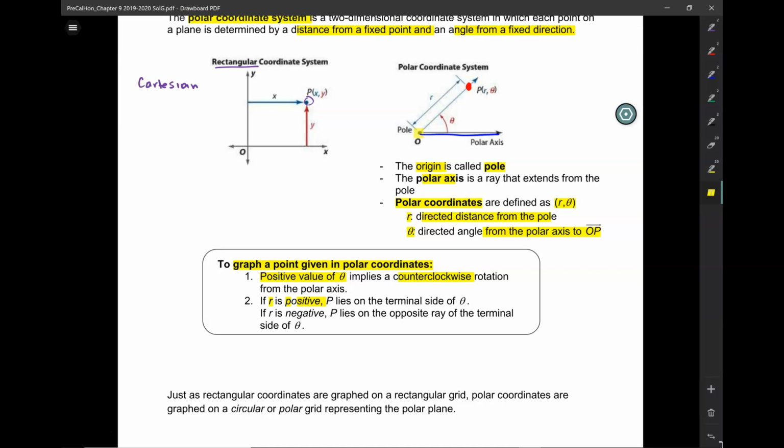So if you rotate 30 degrees, right? And you have a positive value of r, your point is on that terminal side. But if r is negative, then you have to go on the opposite ray of the terminal side. So if r is negative, it lies on the opposite ray. Okay, so do you remember from geometry what opposite rays were?